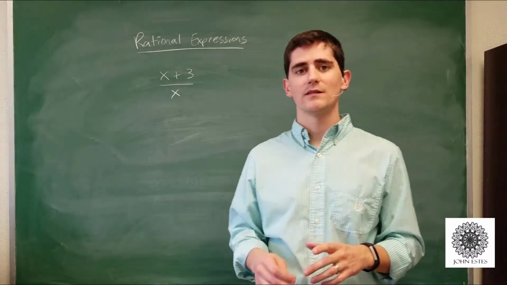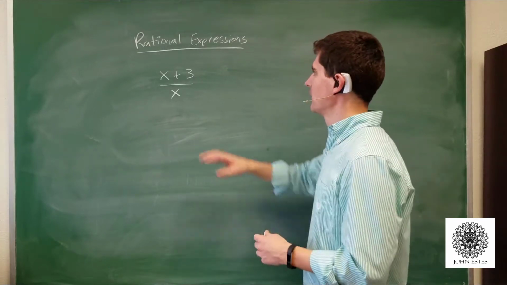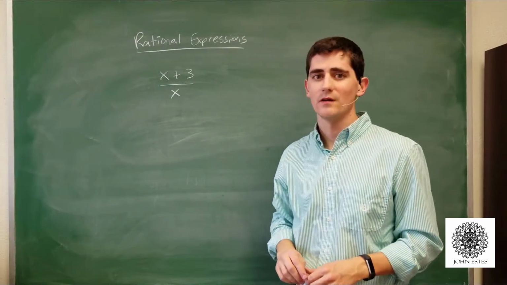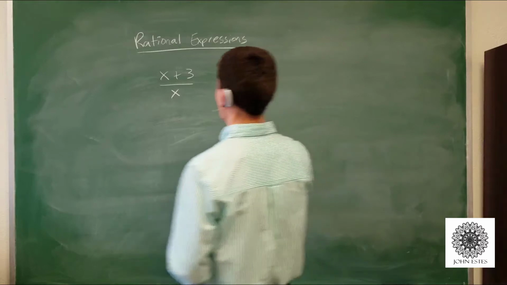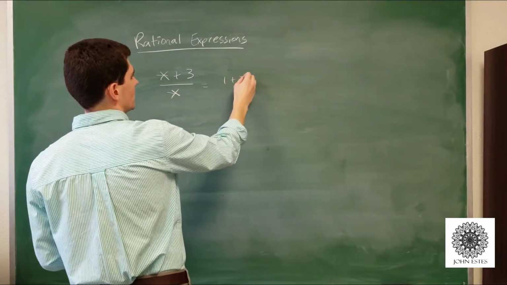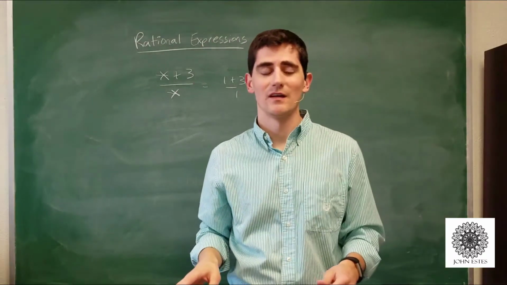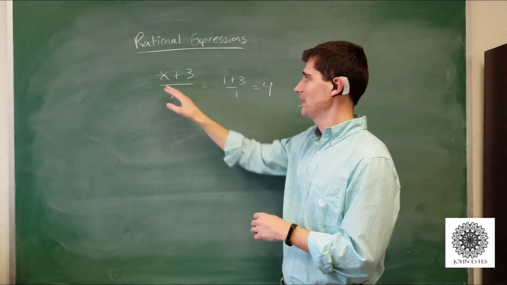To end our discussion on simplifying rational expressions, I do want to offer one warning. This is a mistake I see in students a lot, and I wanted just to warn you about it so you can avoid it. We have something like this, x plus 3 over x. And I see students a lot of times want to cancel out these x's and just say that's the same thing as 1 plus 3 over 1, which in this case would be 4. This is a mistake. You can't cancel out the x's like this.